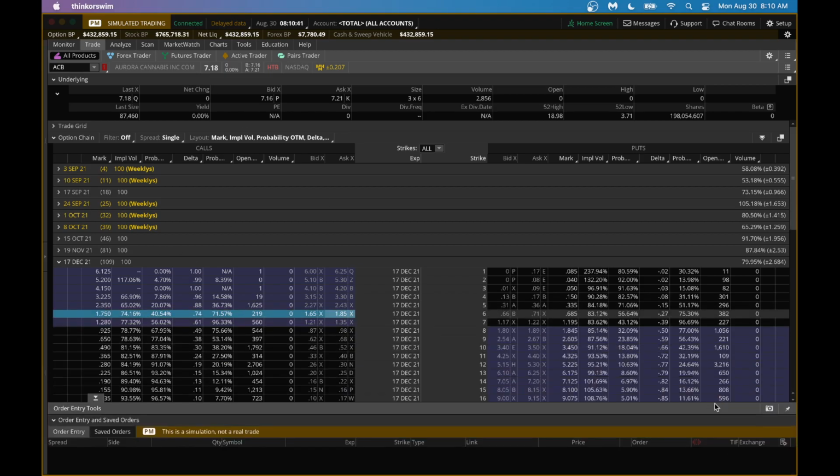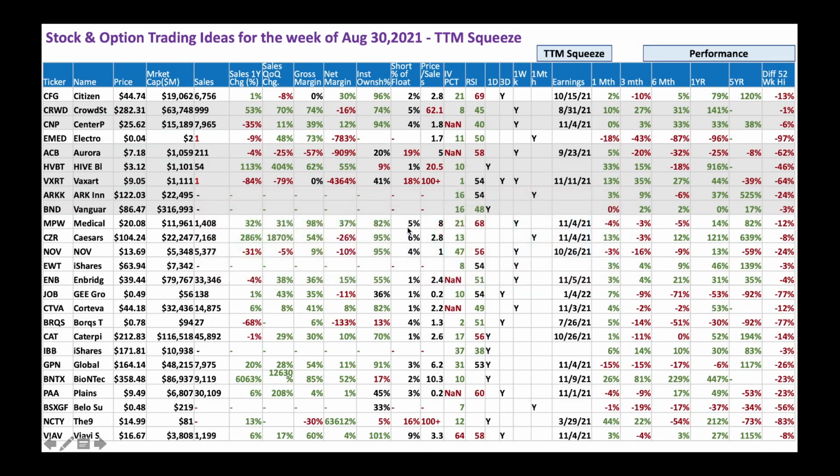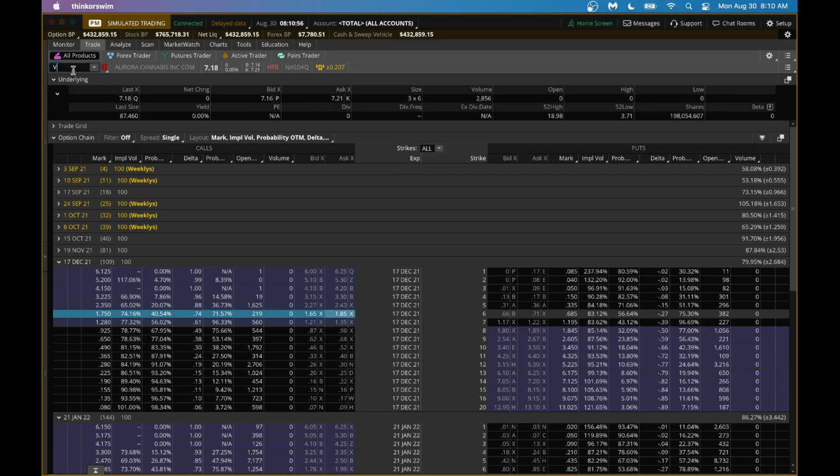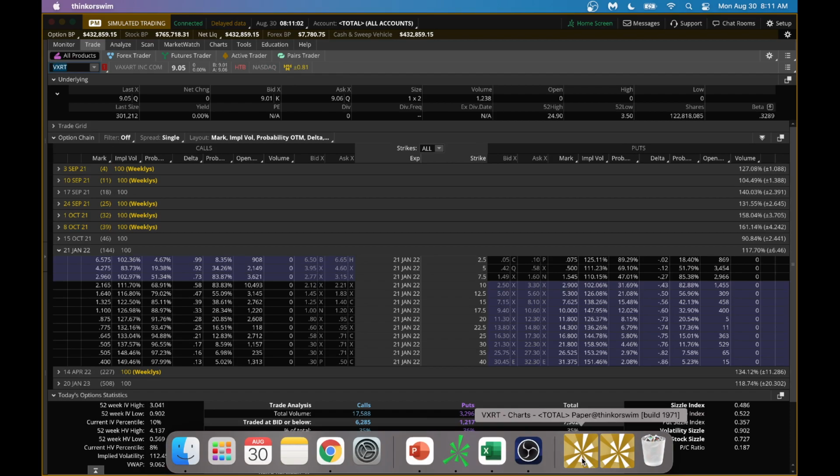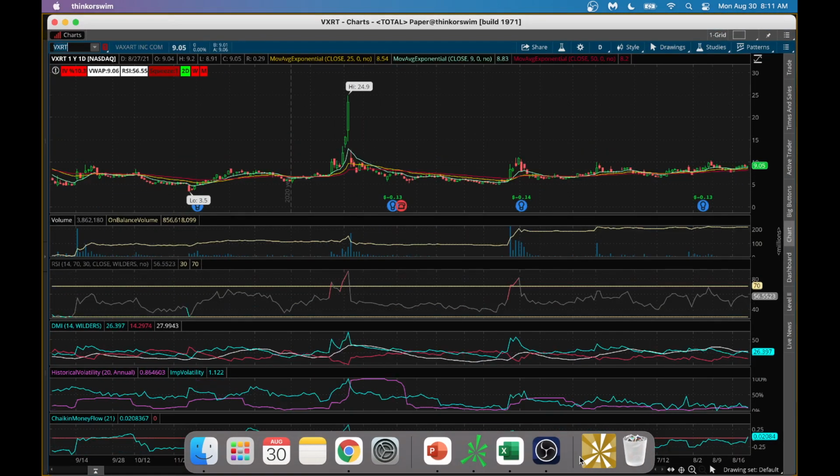So with that, let's look at one or two more. We got a couple more here. We got VXRT. Again, this one has a high short ratio also. And let's look at VXRT and go from there. VXRT is one of the favorite meme stocks, as you might know.